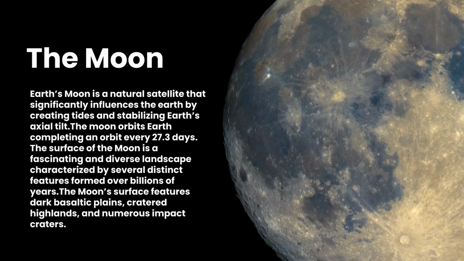Earth's moon is a natural satellite that significantly influences the Earth by creating tides and stabilizing Earth's axial tilt. The moon orbits Earth, completing an orbit every 27.3 days. The surface of the moon is a fascinating and diverse landscape characterized by several distinct features formed over billions of years. The moon's surface features dark basaltic plains, cratered highlands, and numerous impact craters.